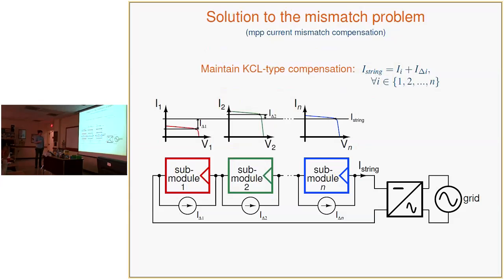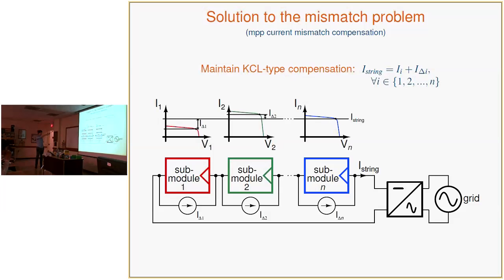So if you use that intuition, you can compensate for the mismatch current if you can somehow implement some kind of current source to compensate for the mismatch. So say you have the same mismatch for submodule 1. If you can somehow construct a current source that can provide for that mismatch between some set string current and that submodule's maximum power point current, then you can operate that submodule at its maximum power point.